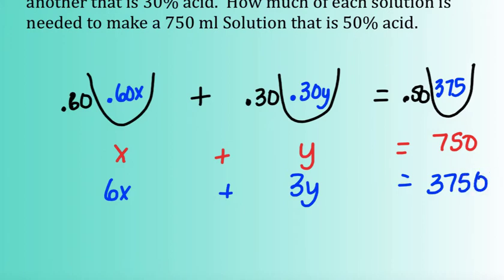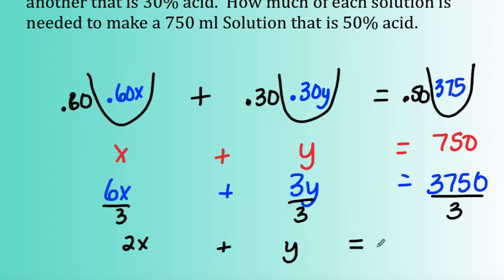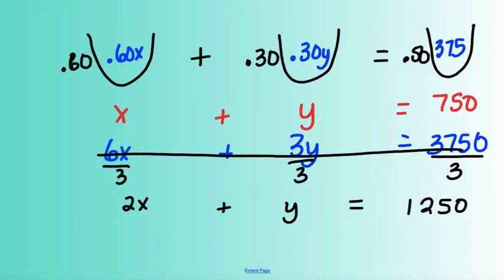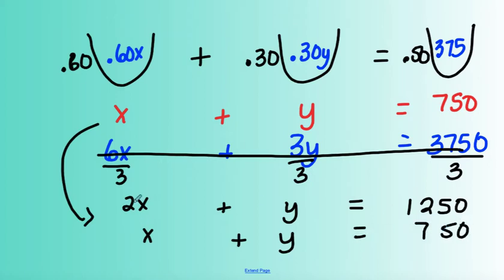All right, so we got a couple options. You might not have done this, but I looked and I was like, oh, they're all divisible by 3. So I chose to simplify. I simplified this equation, divided them all by 3, which gave me 2x plus y equals 1250. And then I brought this one down: x plus y equals 750. All right, so now there's my new system.